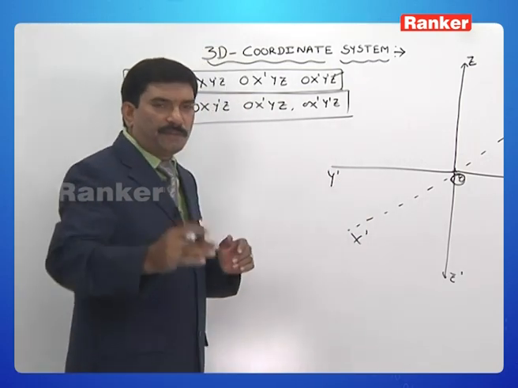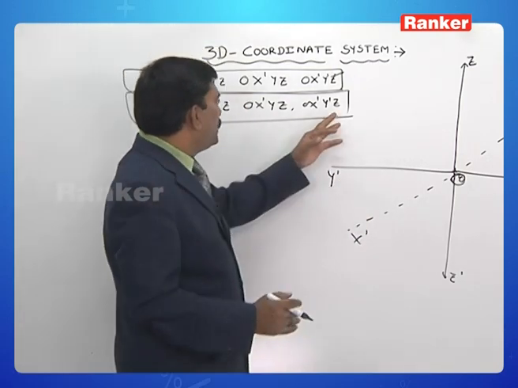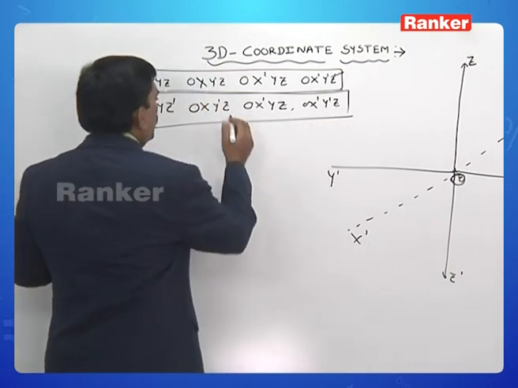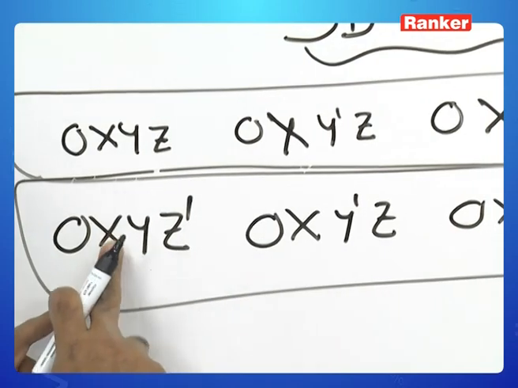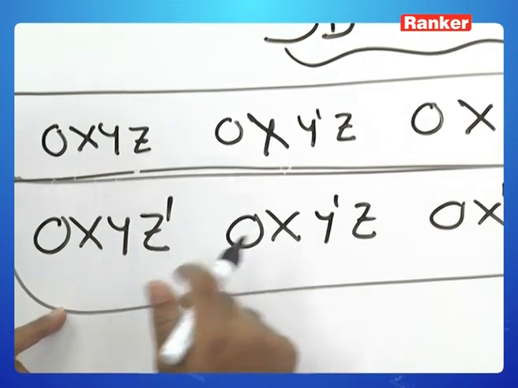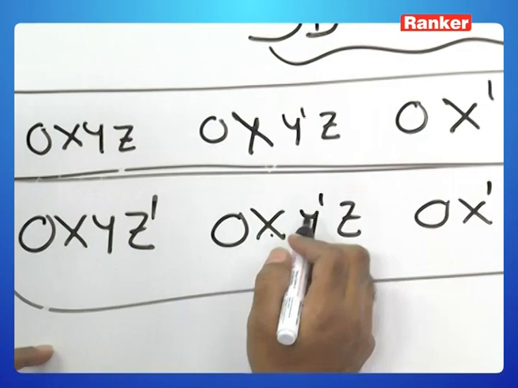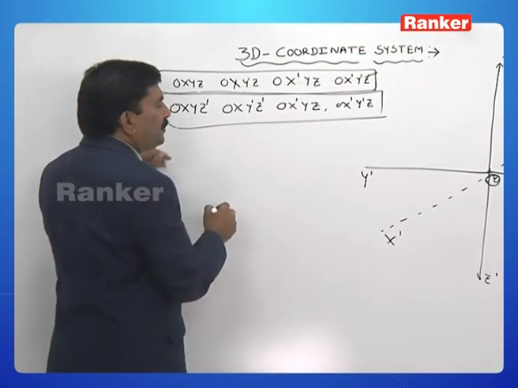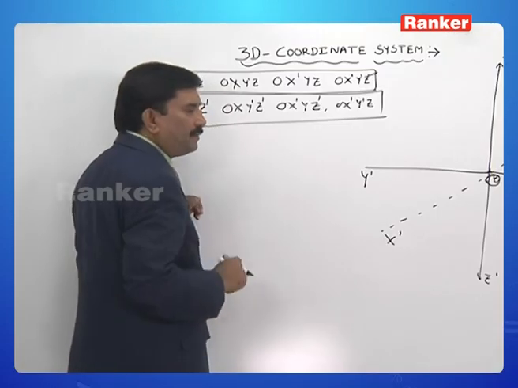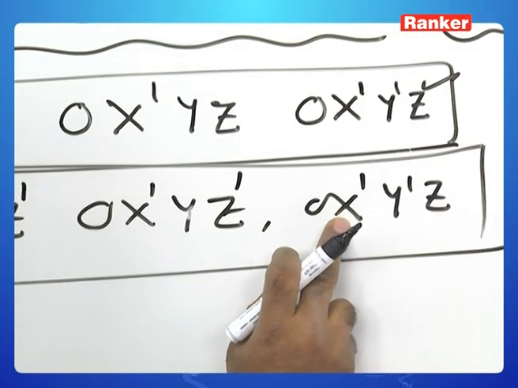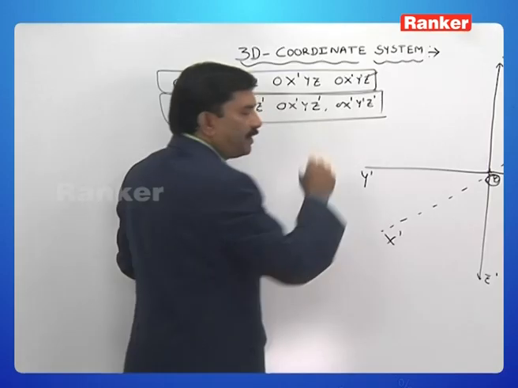In the same fashion, we can also discuss the negative Z axis, OXYZ dash. Here X is positive, Y is positive, Z is negative. Now here X is positive, Y is negative, Z is negative. Now here X is negative, Y is positive, Z is negative. Next, here X is negative, Y is negative, Z is negative.